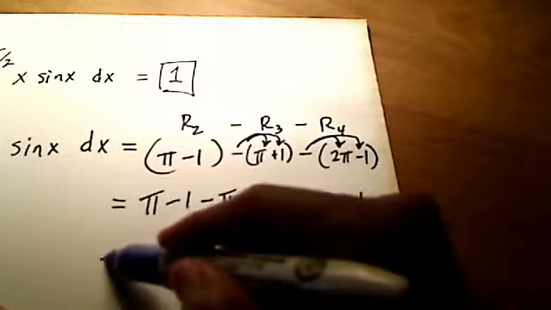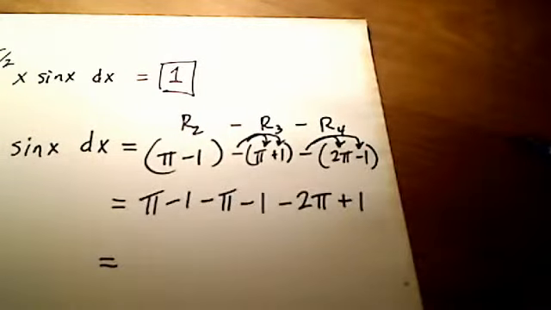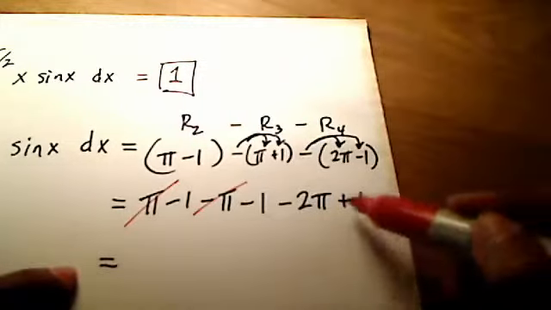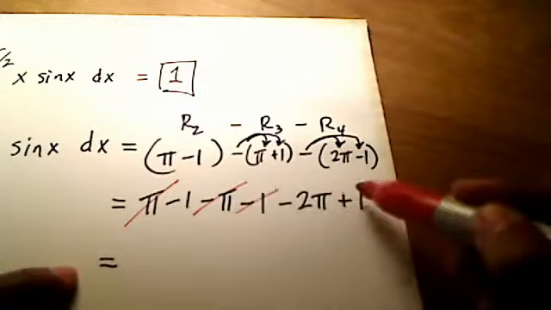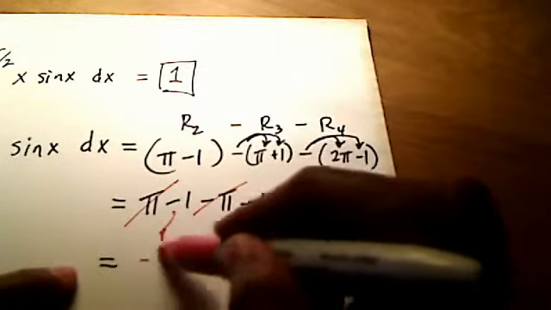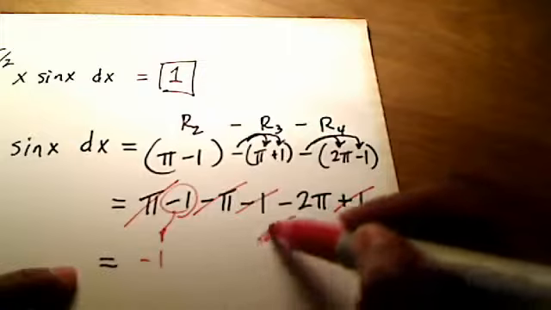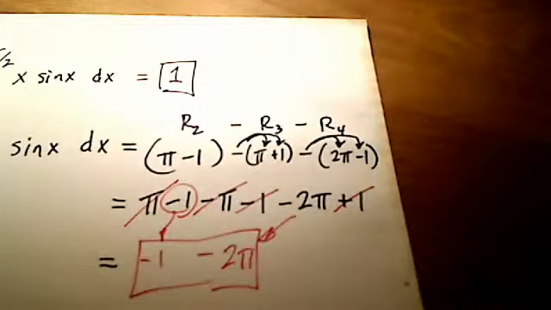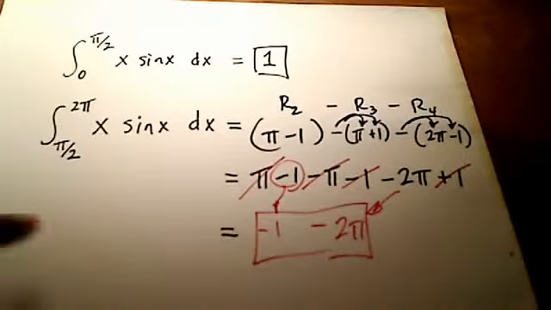Okay, let's clean this up a little bit more because I think they just want our answer in terms of pi. But do you see that these two pi's right here cancel out? Look, I've got a positive pi, I've got a negative pi, they're gone. While we're at it, look, one of these negative 1s can cancel out with that positive 1 right there. So I'm left with negative 1, right, minus 2 pi. So there's my total answer. Hope that helps.